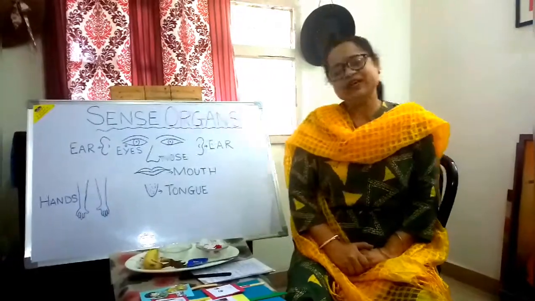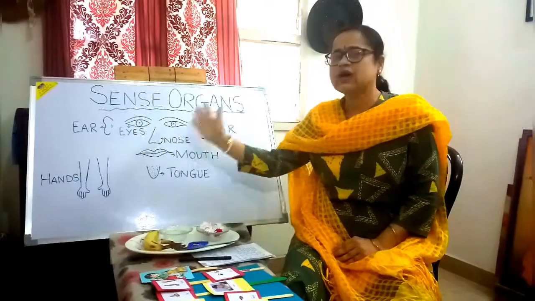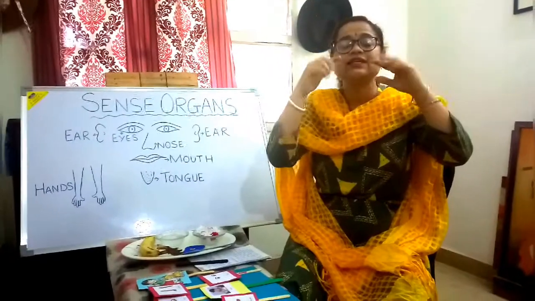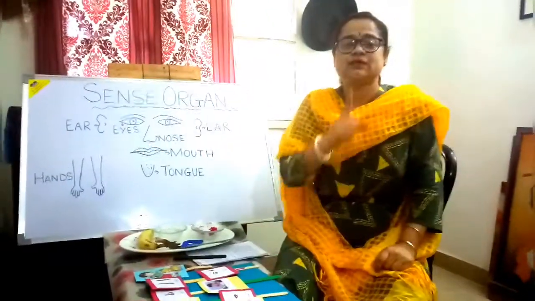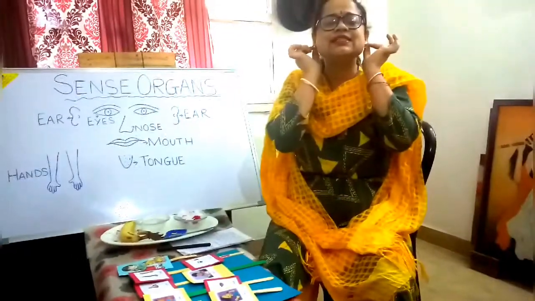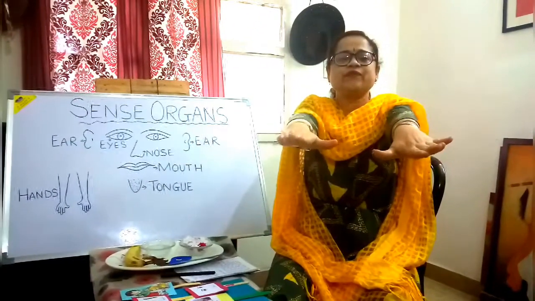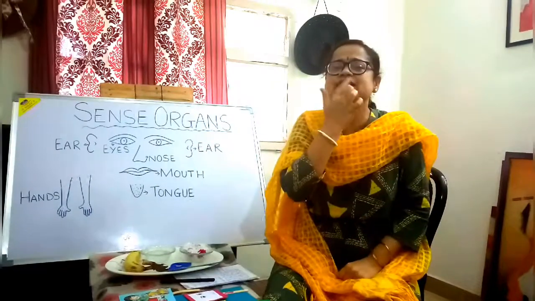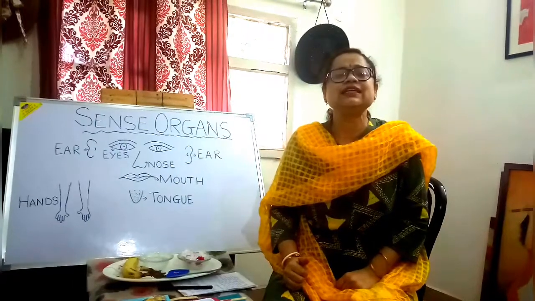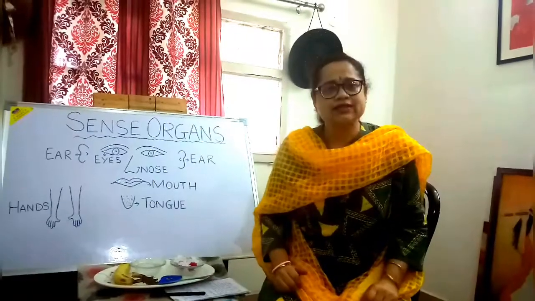Today's activity is sense organs. What are these? These are our eyes. What is this? Nose. What is this? Ears. What are these? Hands. What is this? Mouth. What is this? Tongue. We can see with our eyes.